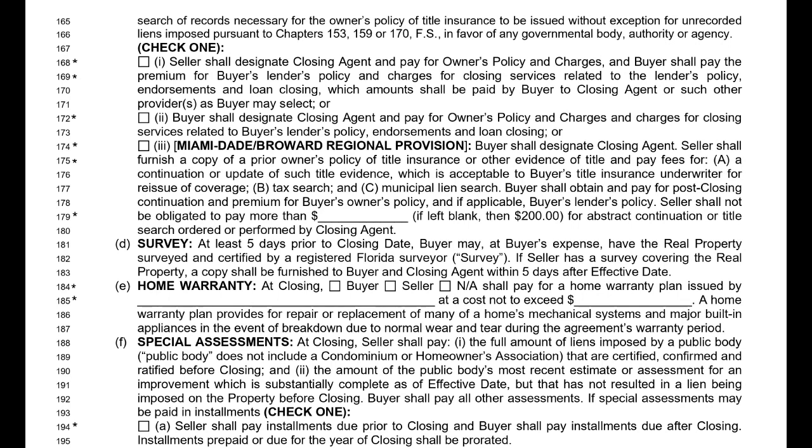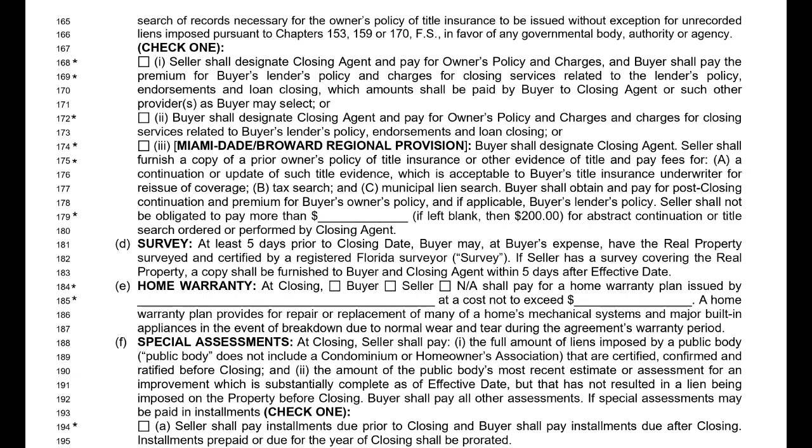If we can skip forward a little bit, let's go to page 4. Line 168: seller designates closing agent and therefore pays for the owner's title policy and charges. And like I said, the buyer pays for the lender's policy. And then line 172 is, buyer shall designate a closing agent.